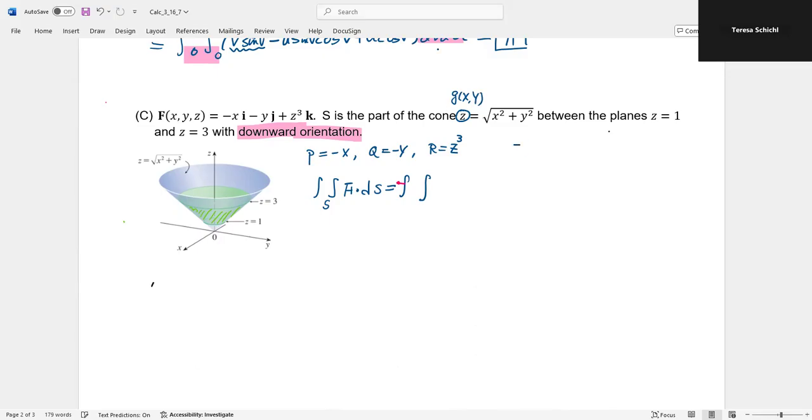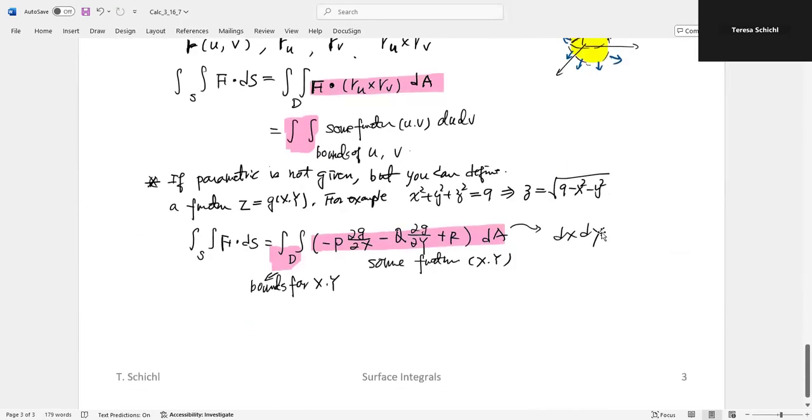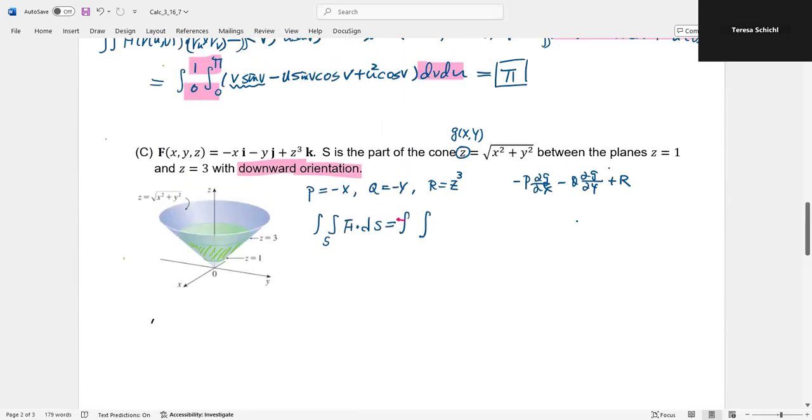Remember the formula is negative P partial g partial x, minus Q partial g partial y, plus R. So first, negative P is negative x, times partial g partial x. Here g(x,y) is the square root of x squared plus y squared, so the partial derivative is 1/2 times x squared plus y squared to the negative 1/2, then by the chain rule, times 2x.